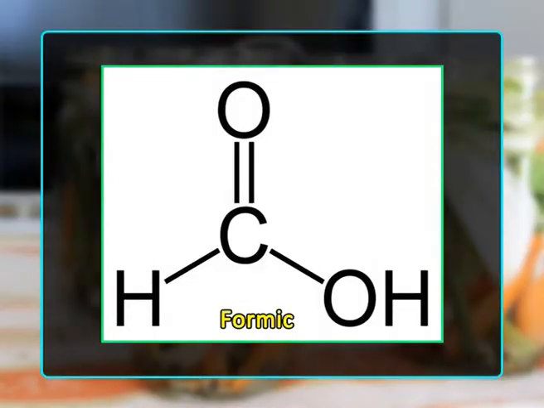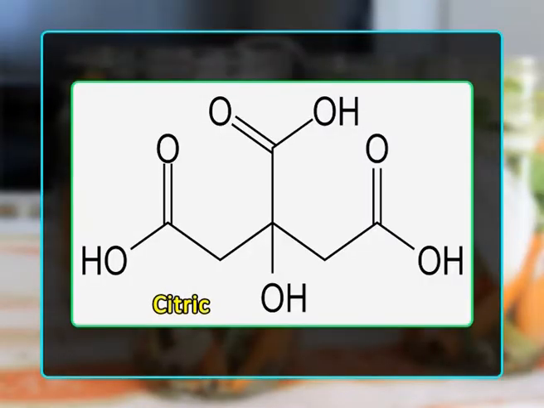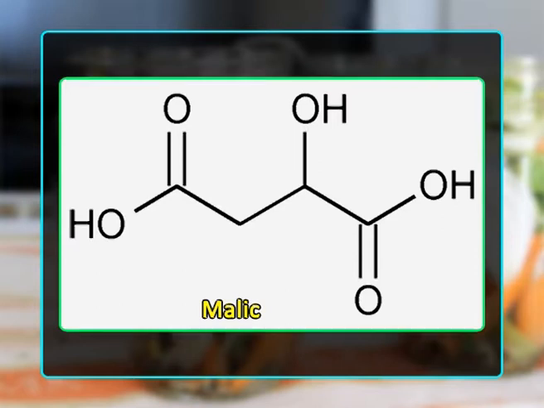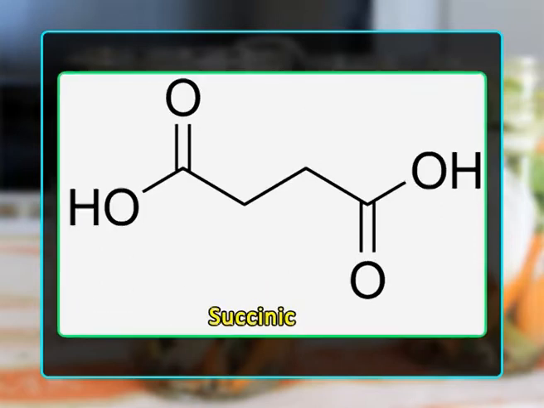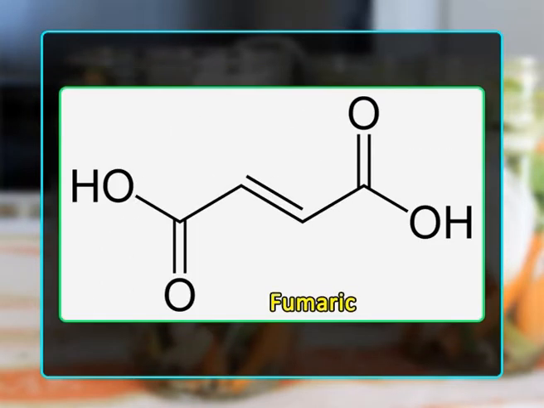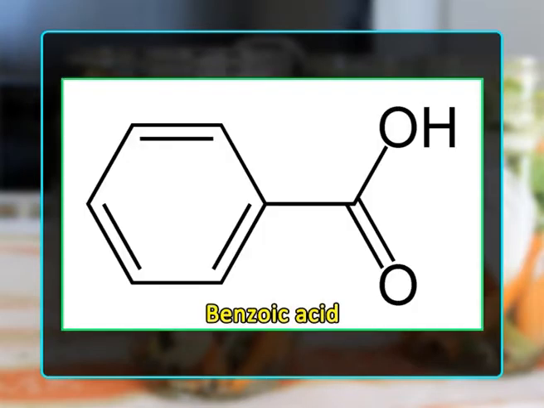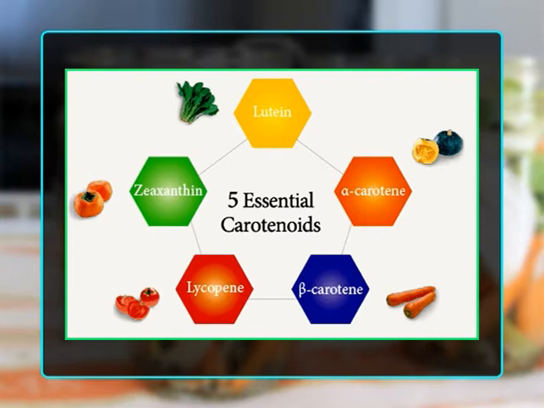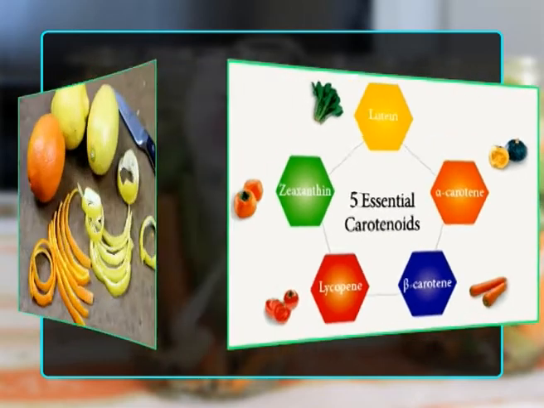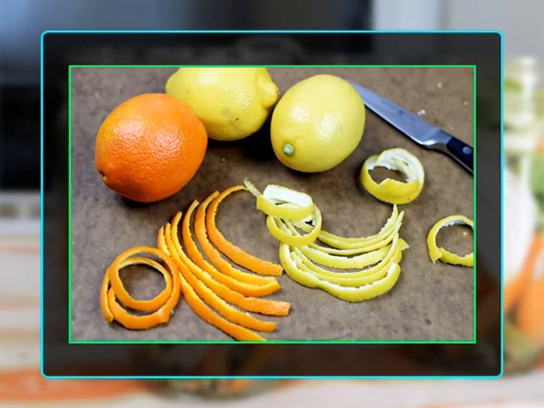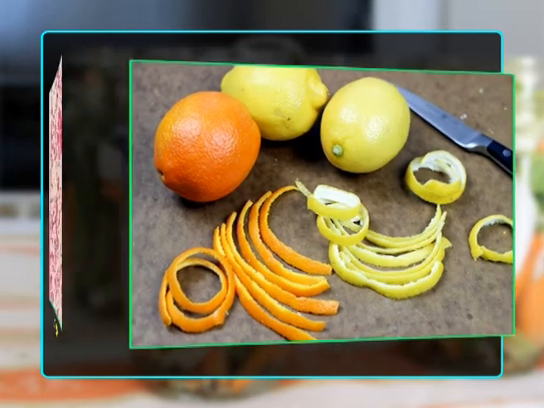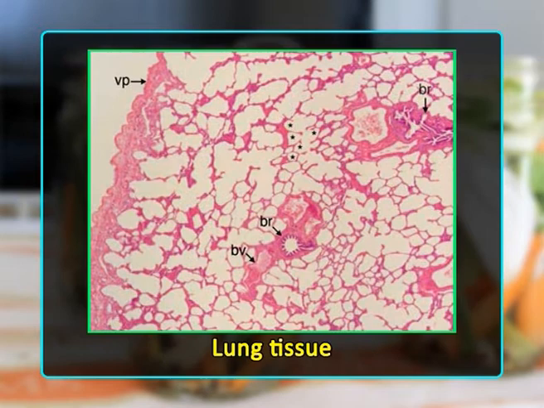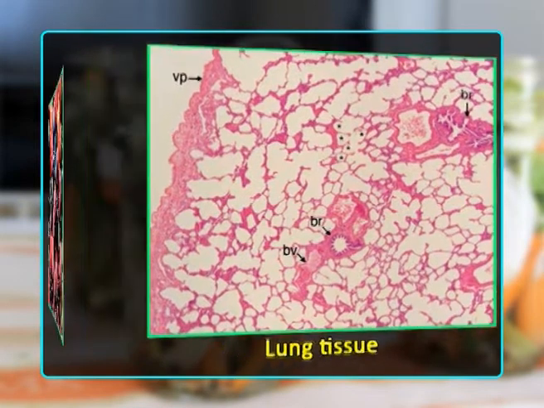Further, these are rich in organic acids such as formic, citric, malic, succinic, tartaric, fumaric and benzoic acid, etc. Carotenoids present in carrots, oranges and spinach prevent oxidation of vitamin A and E. Limonoids present in citrus peel act as antioxidants protecting lung tissues from free oxygen radicals.